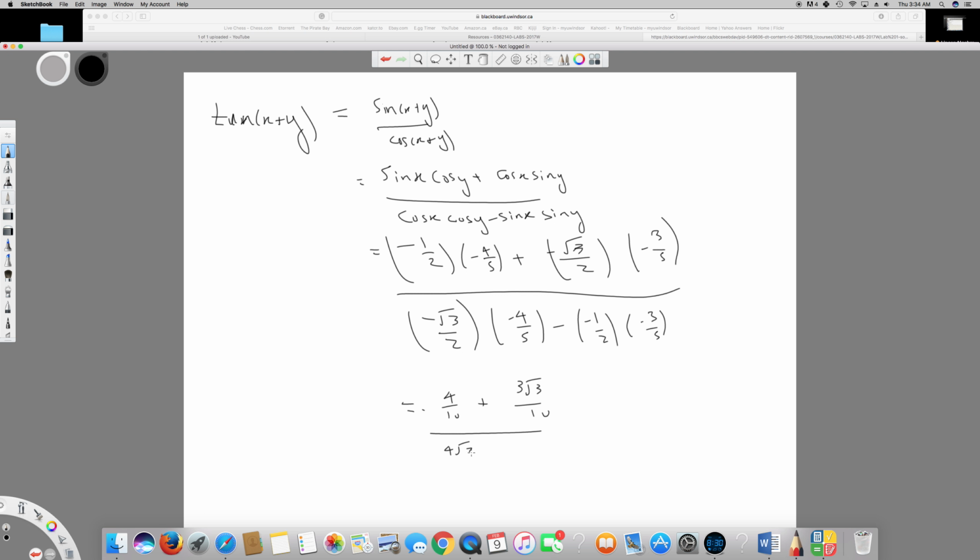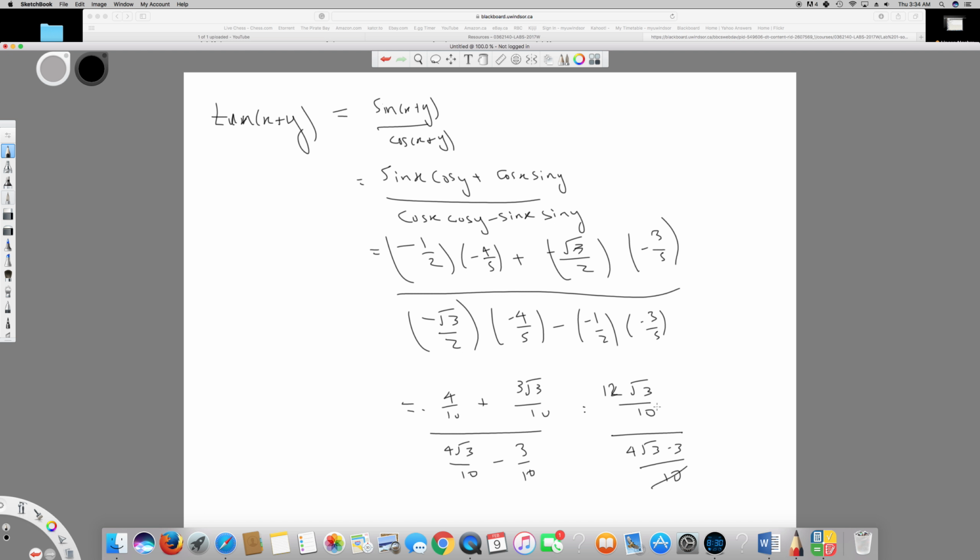4 root 3 over 10, and minus 1 times 3 is going to be positive 3 over 10. So this is the answer for this question, and now we can simplify this one. It's going to be 12 root 3 over 10 over 4 root 3 minus 3 over 10.